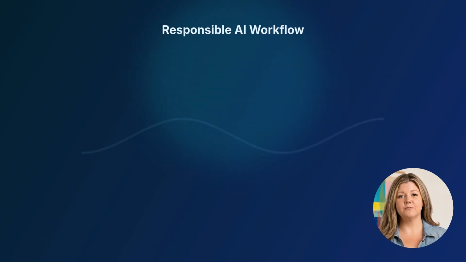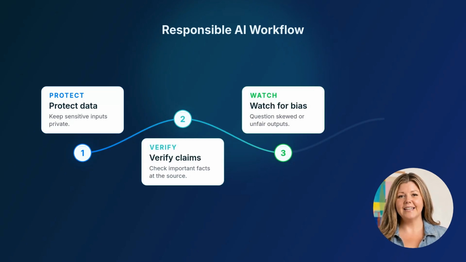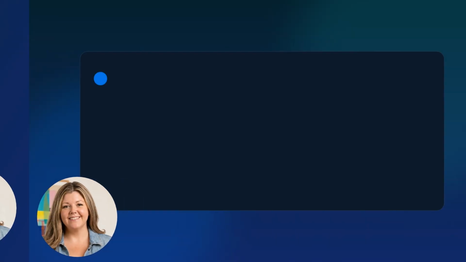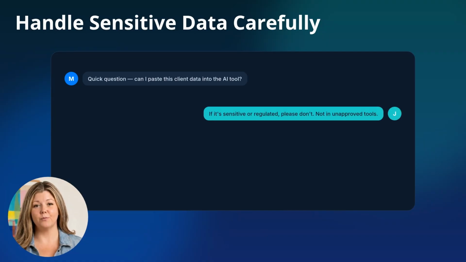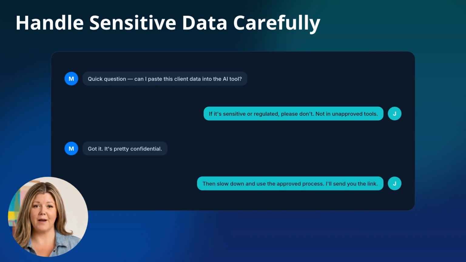Responsible AI use is really about designing a good workflow. Protect data, verify important claims, watch for bias, and keep human ownership of decisions and final communication. That also means sensitive or regulated information should not be pasted into unapproved tools. If the data is private, high stakes, or tightly controlled, slow down and use the right process.